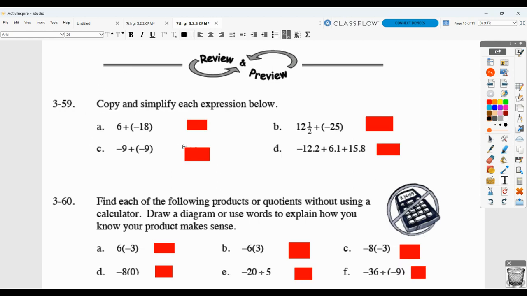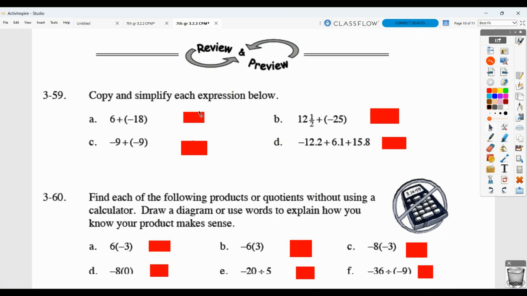So they want us to copy and simplify. So if we have 6 plus -18, if it's addition, we do not make any changes. This keep, change is only for subtracting integers. These two are opposite sign numbers. So we subtract them, we get 12. And the question is, is it positive 12 or negative 12? It's negative 12, and the reason it's negative 12 is because 18 is pulling more in a negative direction than 6 is in a positive direction.